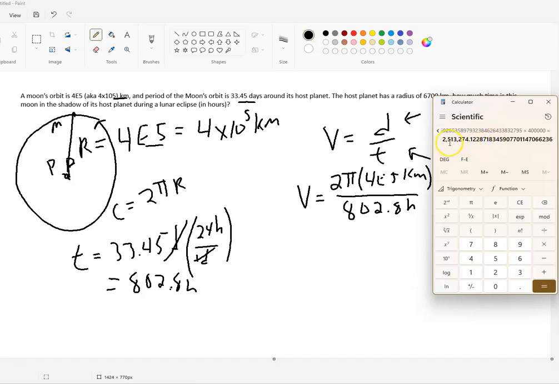So it's 2,513,000 and so on. We're going to take that and divide by the number of hours, the number of hours to complete one orbit all the way around its host planet. So divided by 802.8. This will give us our velocity. So our velocity is, and notice what we have here.